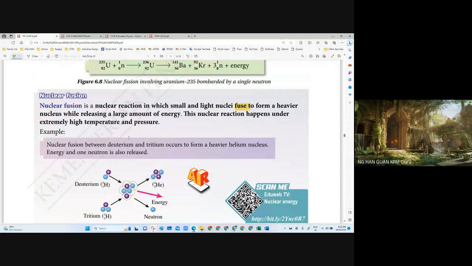If we can apply this, it will be another new energy source.